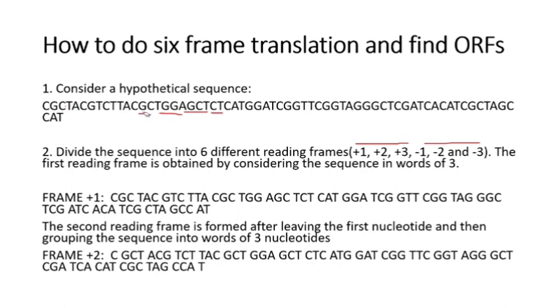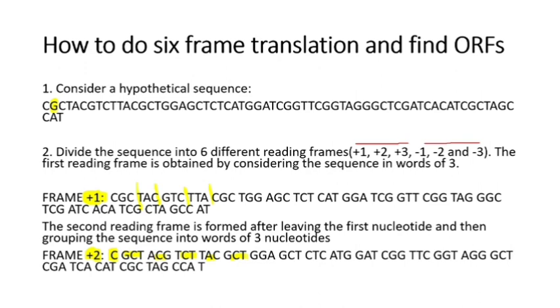The computer will predict the first reading frame, the plus one reading frame, which starts from the first nucleotide. Here you can see frame 1, like this, like this. Then the second reading frame, the plus 2 reading frame: the computer will neglect the first nucleotide and start predicting the reading frame from the second nucleotide, G. GCT, ACT, ACG, TCT, TAC, GCT, etc.